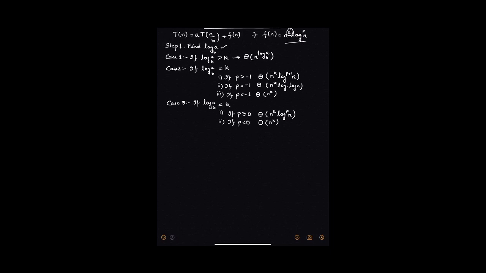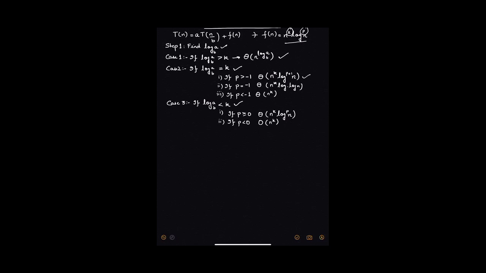If this log a base b is greater than the value of k, then we execute first case. If this value is equal to k, then we execute the second case. If the value is less than k, then we check the third case. Now in the second case, when my log value is equal to k, we again check the value of p. The p value is over here.